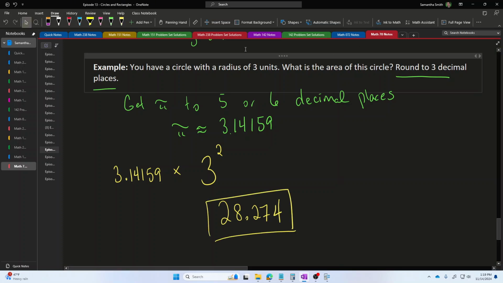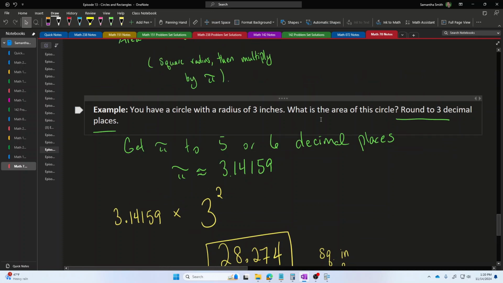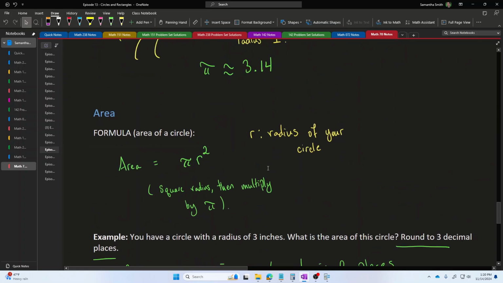Now, I was not given units for my radius, but if, for example, the units were something like inches, then the units of area would be square inches. The units of area are always squared compared to the units of the measurements of things like length and radius. So this is the formula that we use to find the area of a circle. Multiply the radius by itself, and then multiply the result by pi.